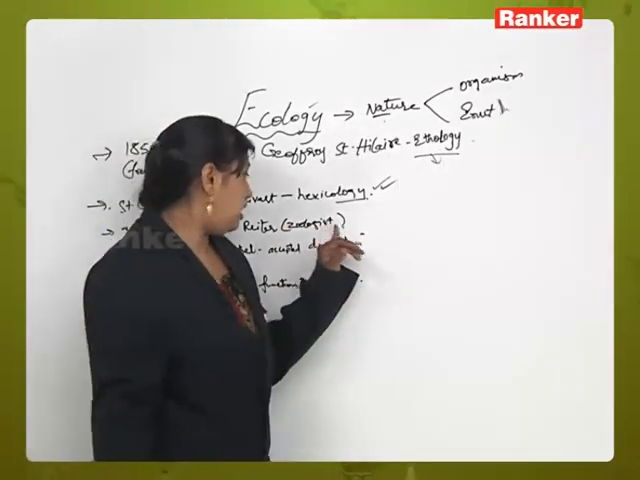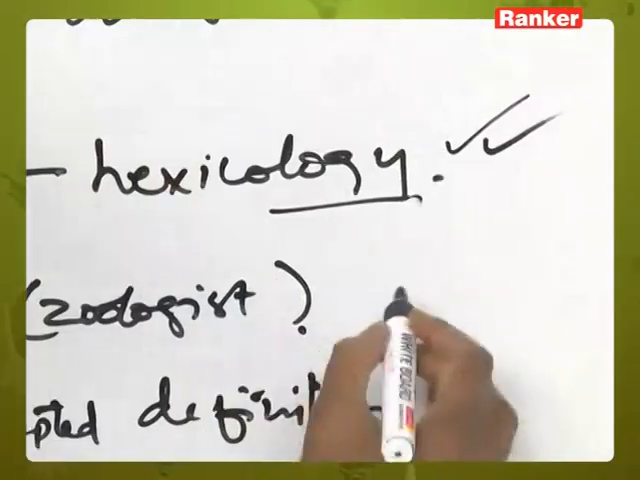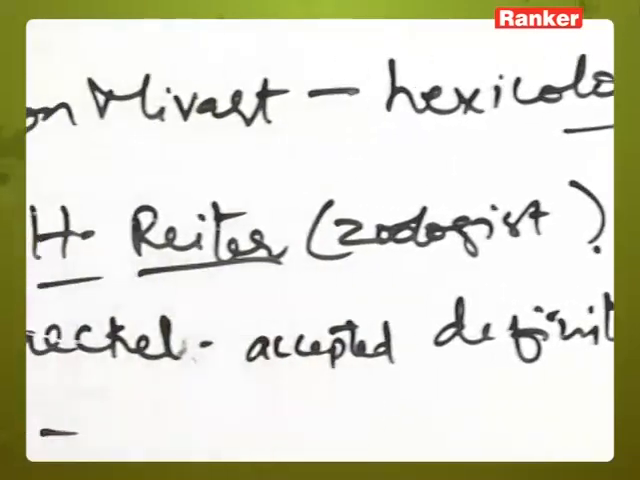Now actually the term ecology was first proposed by H. Ritter, a zoologist.